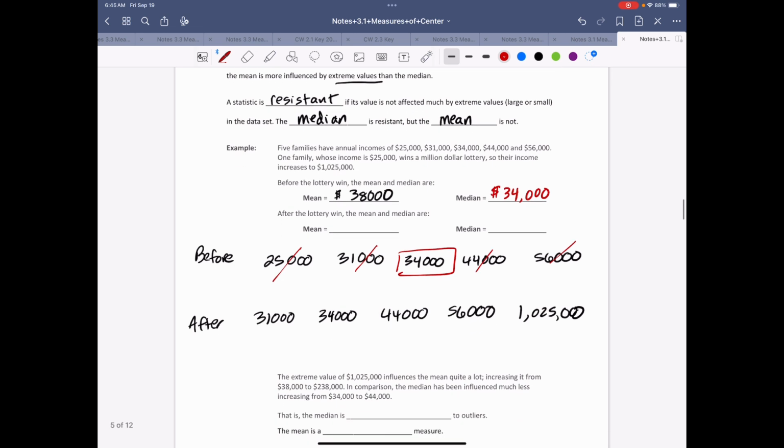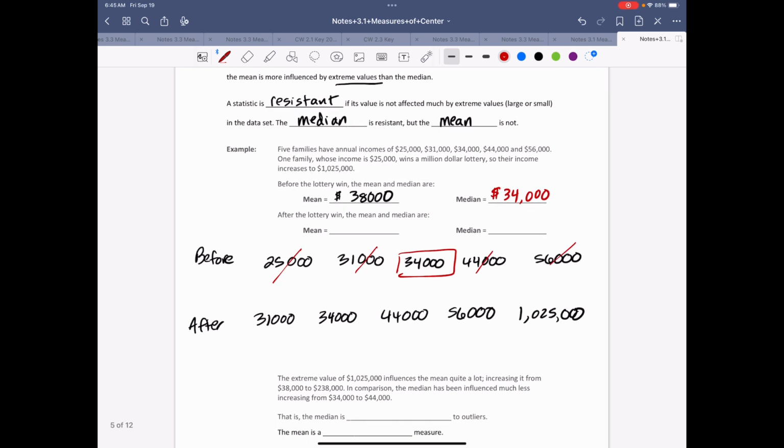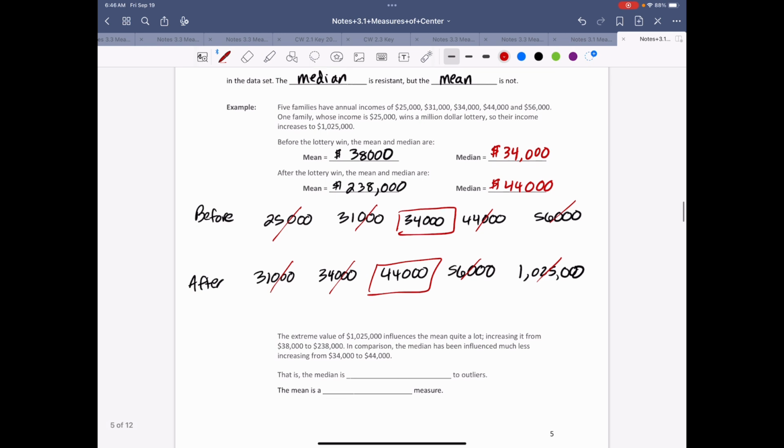All right, do the same thing with after. Pause the video and find your mean. Add them all up, divide by 5. And what you should get for the mean is 238,000. And when you do the median, now the median did change a little bit because the measures of location changed, but it's possible the median wouldn't have changed at all.